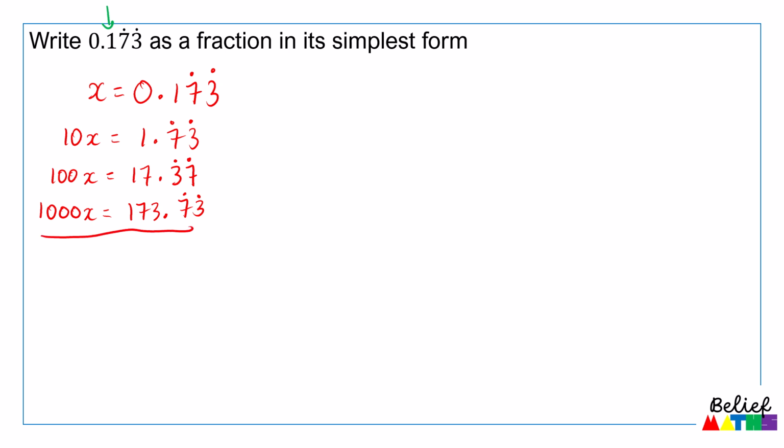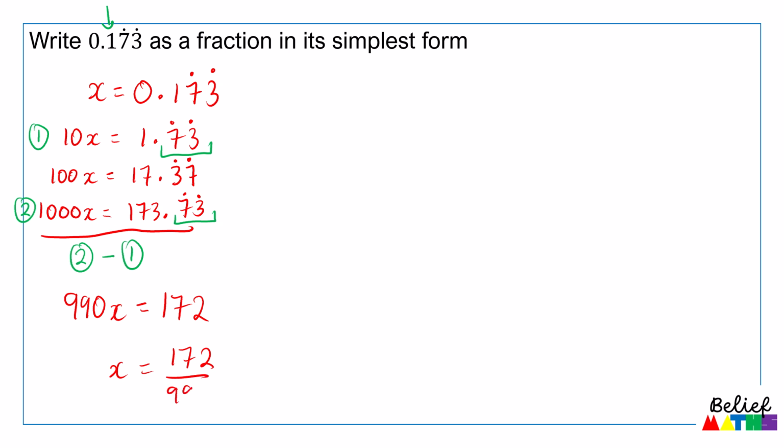So if we look at this equation here, the 10x, that can be equation 1, because that's 0.73 recurring. And then the 1000x, which again is 0.73 recurring. And the reason we want that is because we can then just subtract equation 2 and equation 1, and the right hand side of that decimal just disappears, they just cancel each other out. So subtracting those, 1000 take away 10 is 990x. And then ignoring the right of the decimal point, only looking at the left, 173 minus 1 is 172. Finally, dividing both sides by 990, you get 172 over 990.